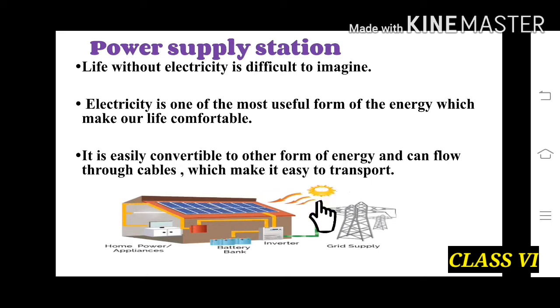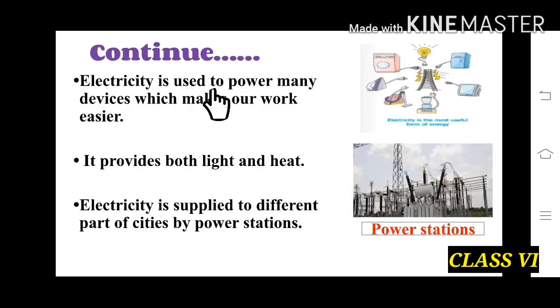It is easily convertible to other forms of energy. And in this picture we can see that the power is flowing through the cables, which makes it easy to transport the electricity to our house appliances. Electricity is used to power many devices which makes our work easier.